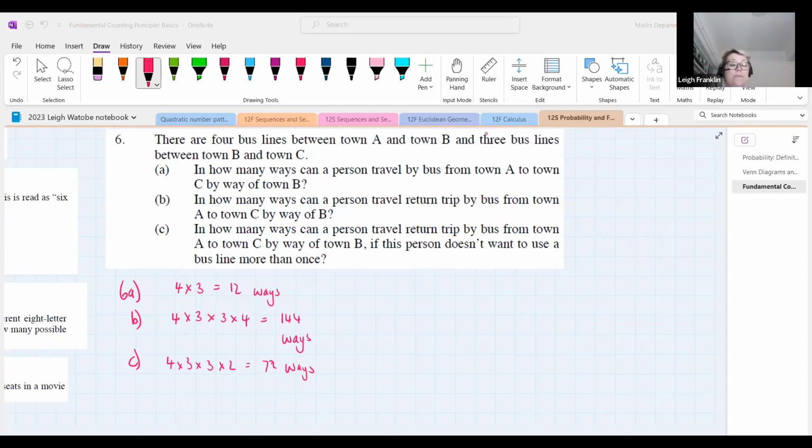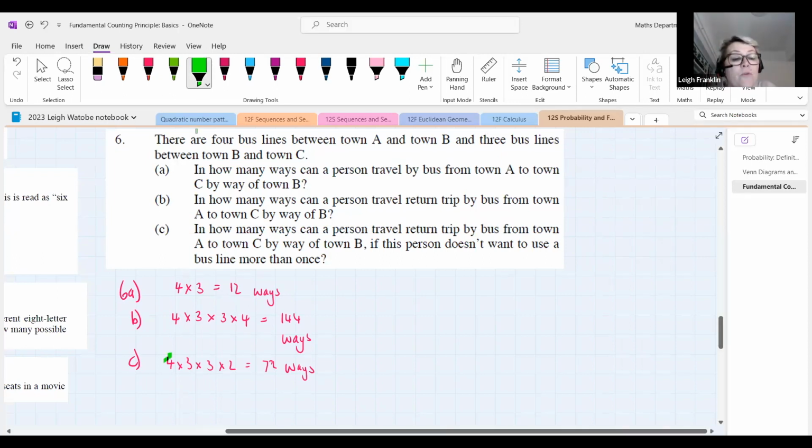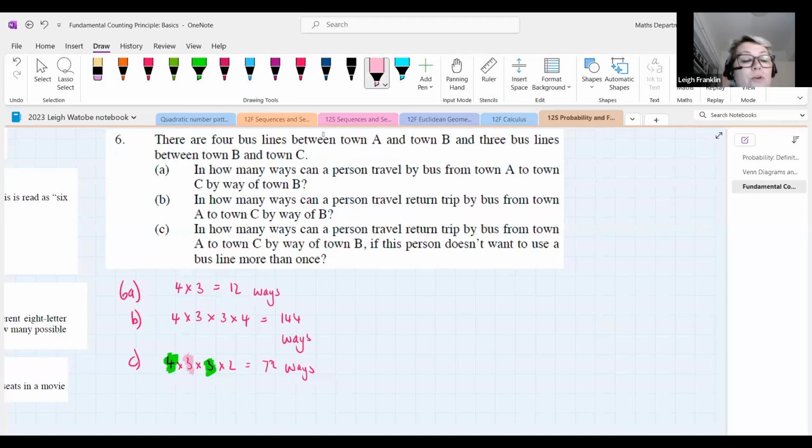Because if there are 4 ways that we could go from A to B, when we go from B to A, and we don't want to go back one of the ways that we came, there would be 1 less way. When we go from B to C, we've got 3 different ways that we could go. Again, if we don't want to go back the way that we came, there would be 1 less way. So that's why it's 4 by 3 by 3 by 2. Does that make sense to everybody? Are we all good?